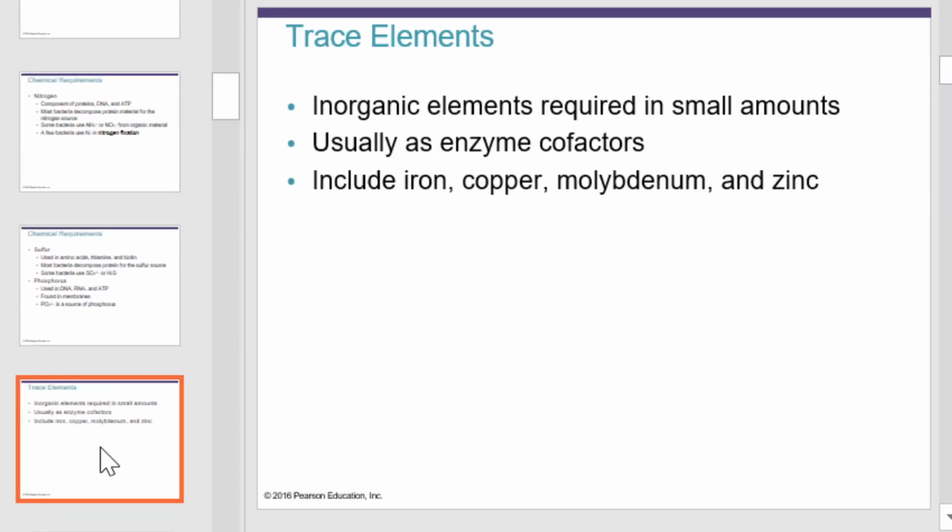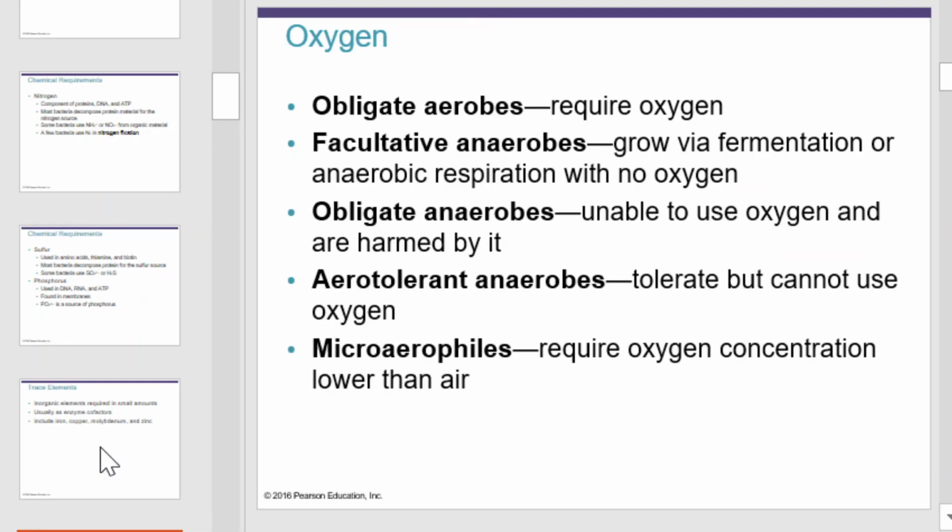There are a few trace elements that are required for life. These are inorganic elements required in small amounts. They can usually be used as enzyme cofactors and include things like iron, copper, molybdenum, and zinc. When you think about the trace elements and cofactors, there are things that we call cofactors and coenzymes. If the item in question is inorganic, like iron or copper, it's a cofactor. If it is organic, then it would be considered a coenzyme.